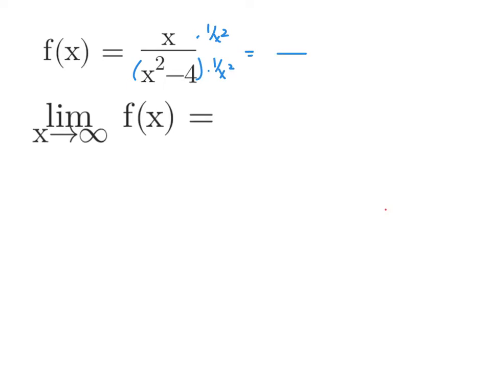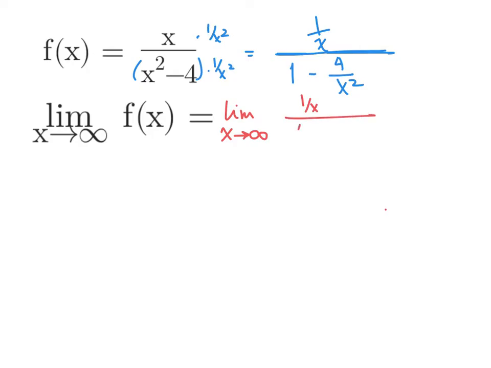The reason that I want to do that is in the denominator, when I distribute that 1 over x squared inside, x squared divided by x squared will give me 1 right here. But then we'll still have 4 over x squared. In my numerator, x divided by x squared is 1 over x. Now, how that is helpful for us when we're trying to evaluate the limit is now I can rewrite the limit as x approaches infinity of f of x as the limit as x approaches infinity of 1 over x over 1 minus 4 over x squared.